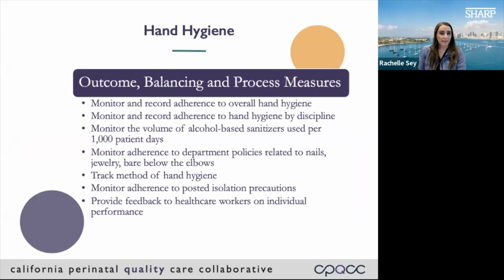So I'll close out this hand hygiene section by talking about some suggested outcome, balancing, and process measures. Each section of the toolkit has suggested outcome, balancing, and process measures that can be utilized to monitor compliance, or how you're doing in those different guidelines. For hand hygiene, there are a few mentioned here, as Sue just mentioned. Looking at overall hand hygiene, but also looking at hand hygiene compliance by discipline is really helpful.